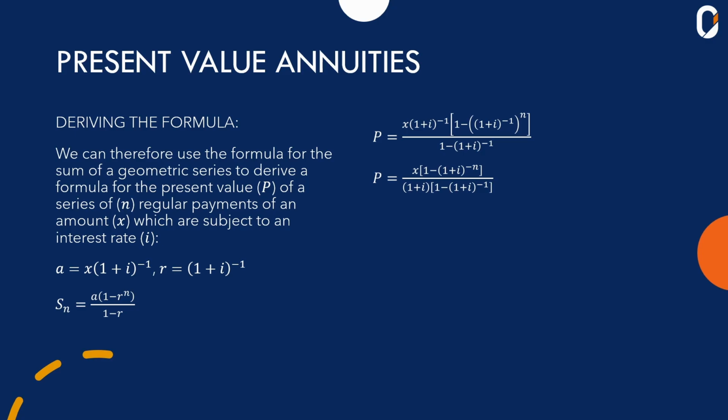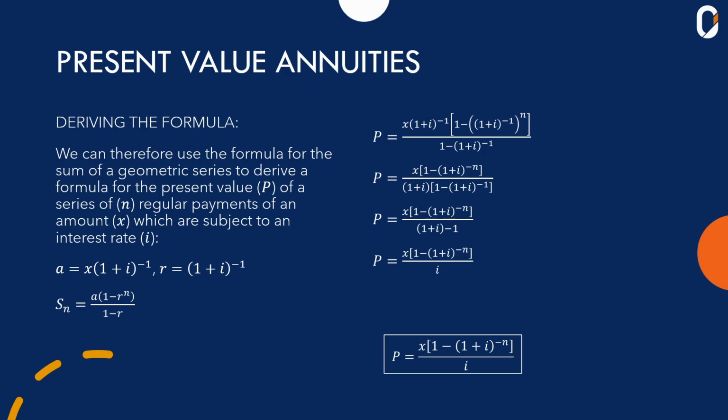Because their powers are negative 1 and 1, they will add up to give me 0, and we know that anything to the power of 0 is 1. And doing everything I've just said, I will have P is equal to x multiplied by 1 - (1 + i)^(-n), all over 1 + i - 1. And again, simplifying the denominator a little bit better, the 1 and the negative 1 will cancel each other out to give me 0, and hence I will now have P is equal to x[1 - (1 + i)^(-n)], all divided by i.